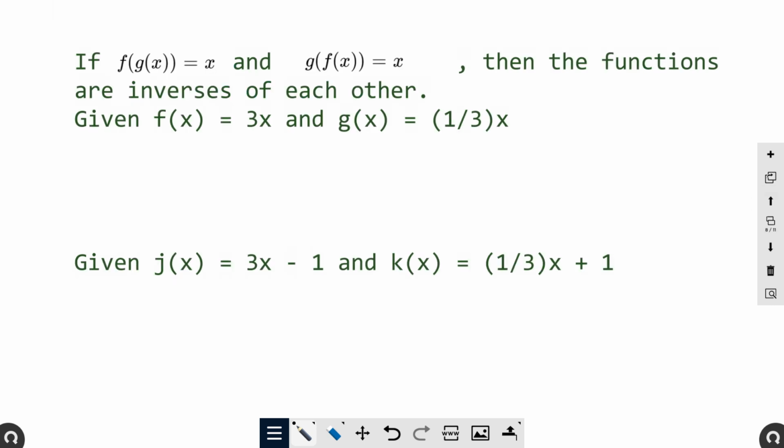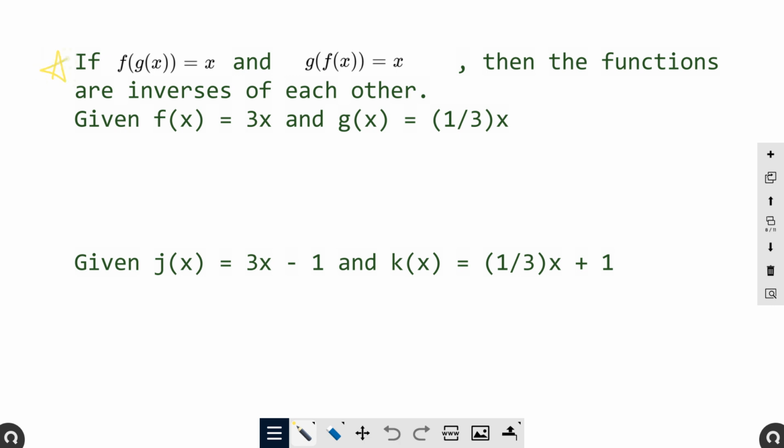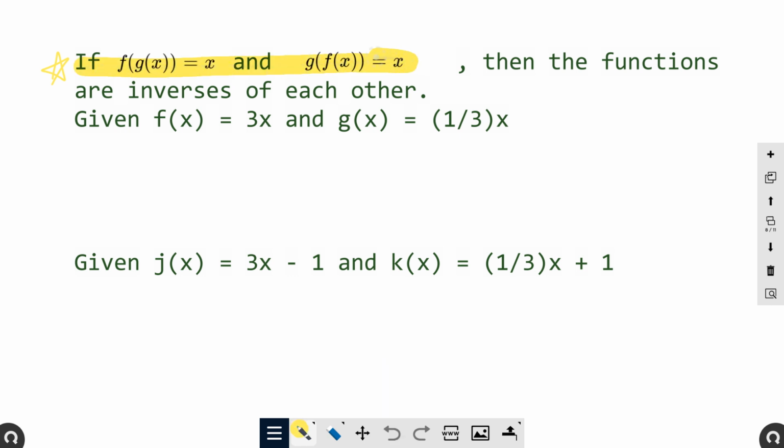All right, let's look at our next info. This is a key piece of information, so you might want to highlight this or put a little star by this, whichever you want to do here. If f of g of x equals x and g of f of x equals x, then the functions are inverses of each other. This is a way to prove that two functions are inverses of each other.